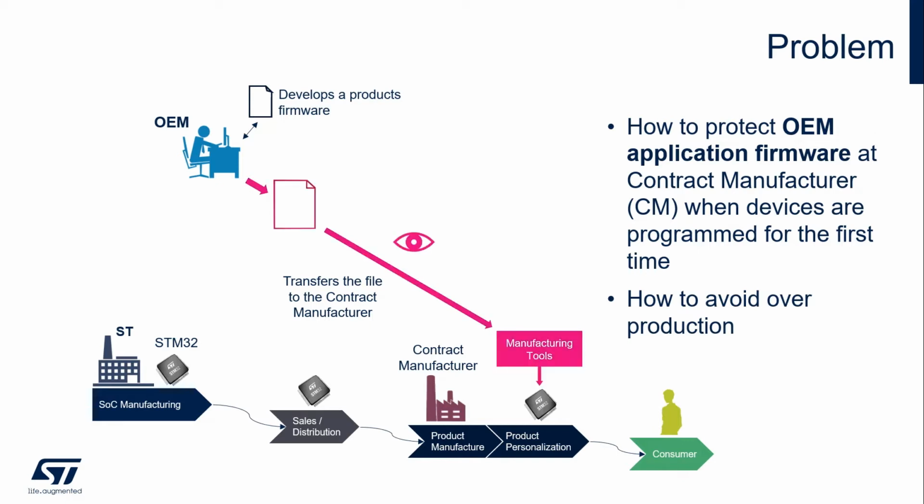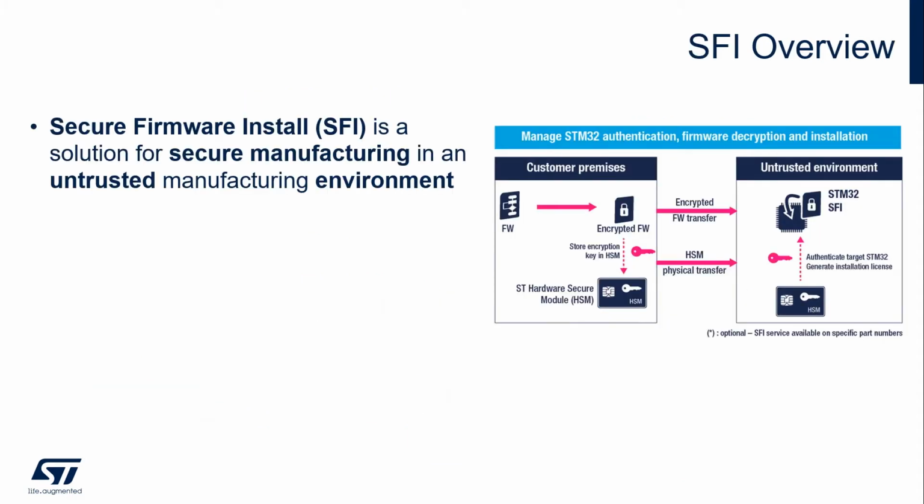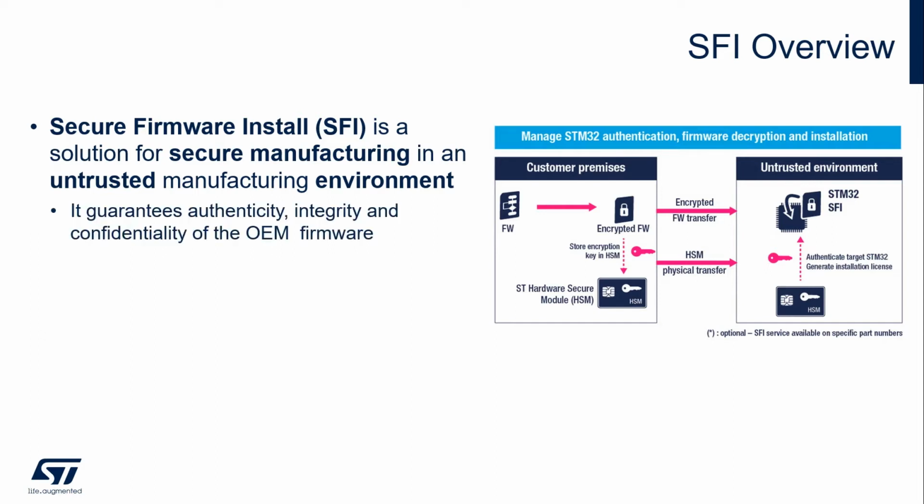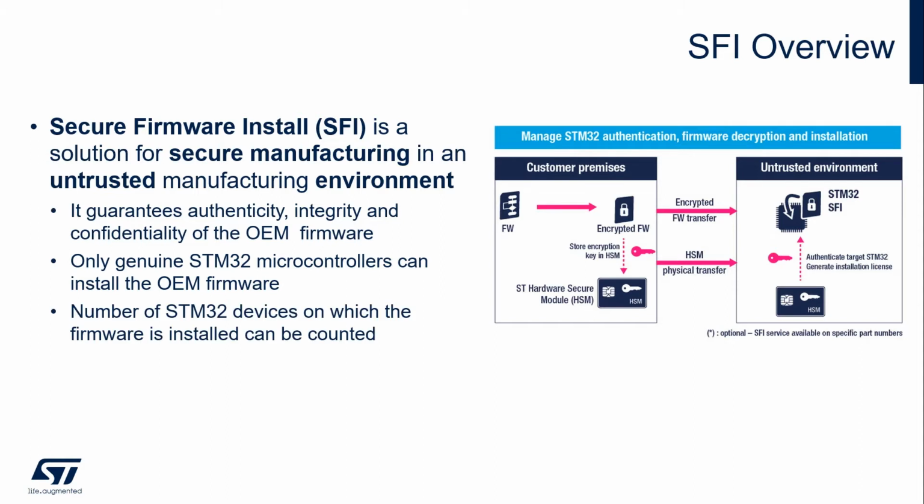The application code is then potentially exposed to attacks. The OEM must trust the CM, hoping that its application code is not stolen or tampered with, and that the CM does not overproduce parts. The Secure Firmware Install, SFI, is a new security solution introduced by ST to address this problem and to enable secure manufacturing in an untrusted manufacturing environment. As we will describe in the next sections, the solution guarantees authenticity, integrity, and confidentiality of the OEM firmware. It ensures that only genuine STM32 microcontrollers are programmed with the OEM firmware and allows to count the number of STM32 parts that are manufactured and programmed with the OEM code.